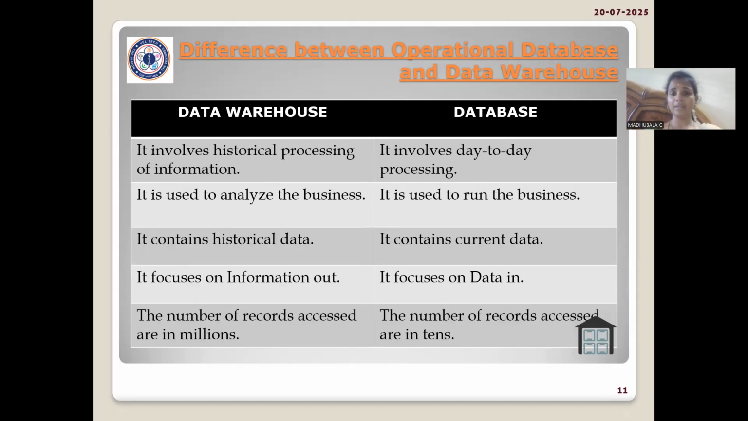But the database contains current data. Only with the current data will the database be working. But in the case of data warehousing, the historical data can be present in a data warehouse. Here, data warehousing focuses on information out, which means the information can be retrieved from the warehouse. But in a database, we have to put some data in.